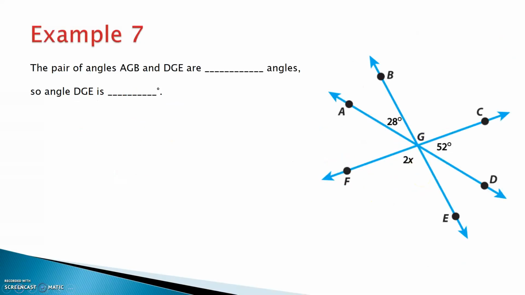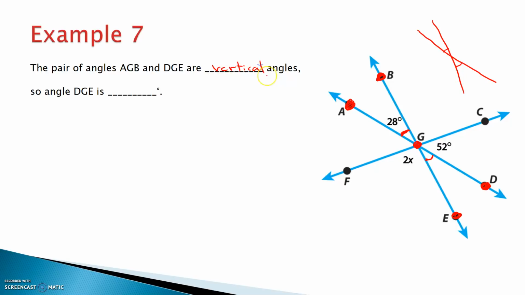All right, example 7. Take a second. Try this out, and we'll continue. All right, it says the pair of angles AGB, so from A, I'm jumping to G, and then to B. And then D, so from D also to G, back up to E. It's asking, well, what the heck are those considered? Well, those are vertical angles. We have two lines that are intersecting, opposite angles, right? Like that would be considered vertical angles.